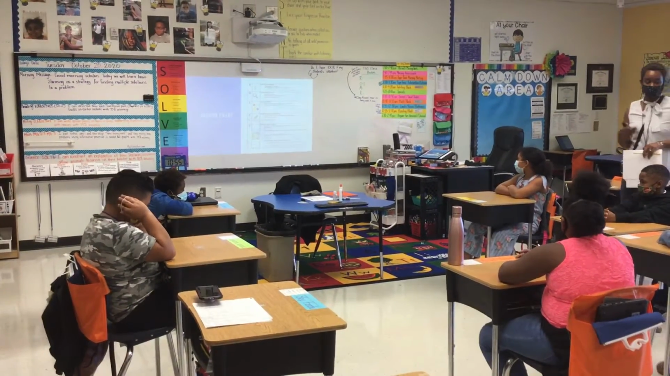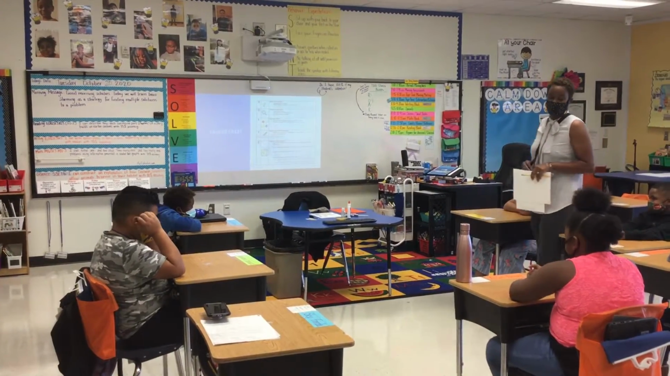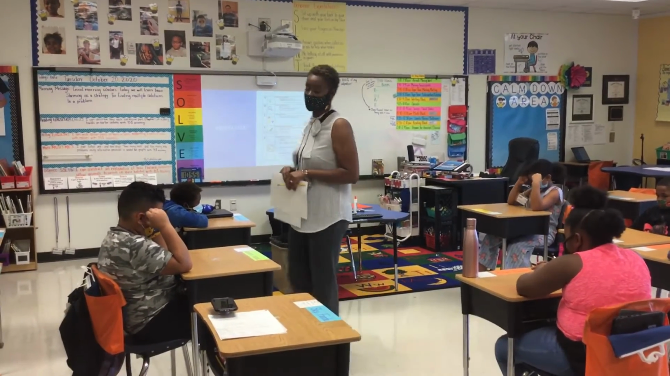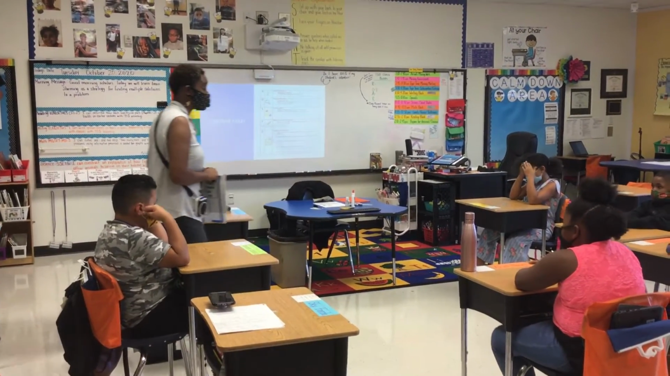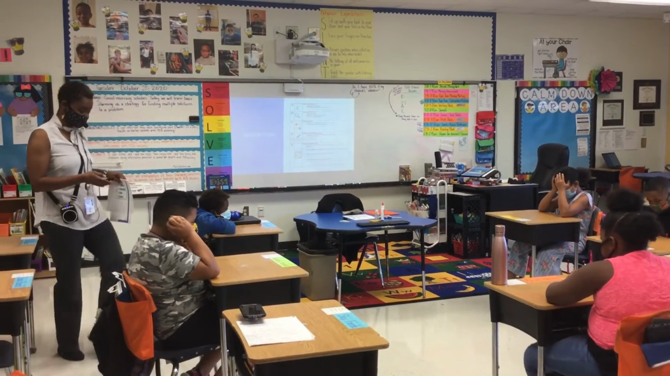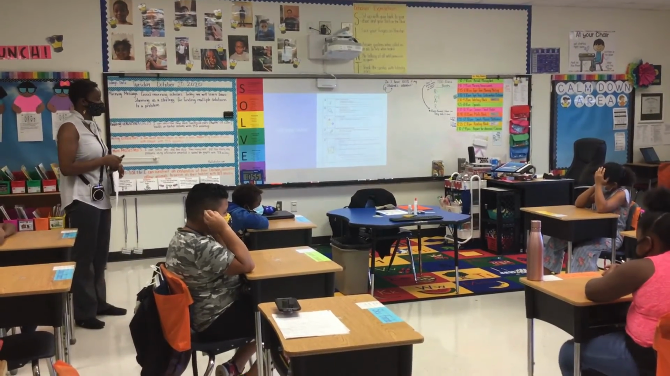Here's the anchor chart that we've been using to help us with these word problems. You have this anchor chart located on your desk. It is also located in your class notebook in your math section for you to reference whenever you need it. We also have solve located here on our board.